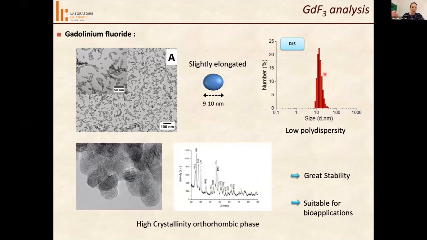And if we zoom in on the particle, you can see through the high resolution microscopy that we have a crystalline nanoparticle. And this is confirmed with the X-ray diffraction on powder, where we have high crystallinity with an orthorhombic phase. So all those features clearly show that we have great stability for the particles, so no release of gadolinium ions, and systems suitable for bio application due also to the low polydispersity.